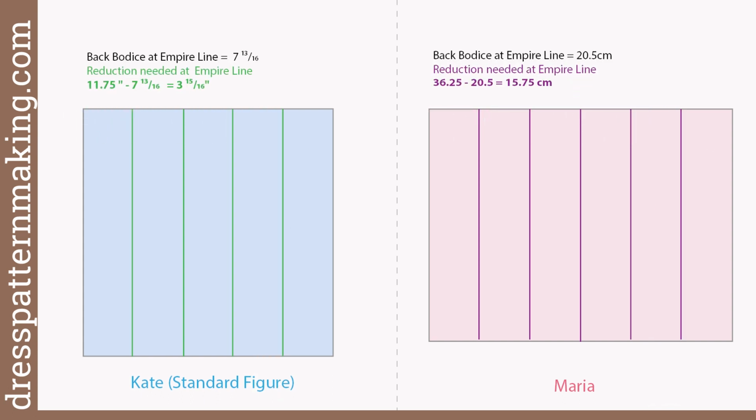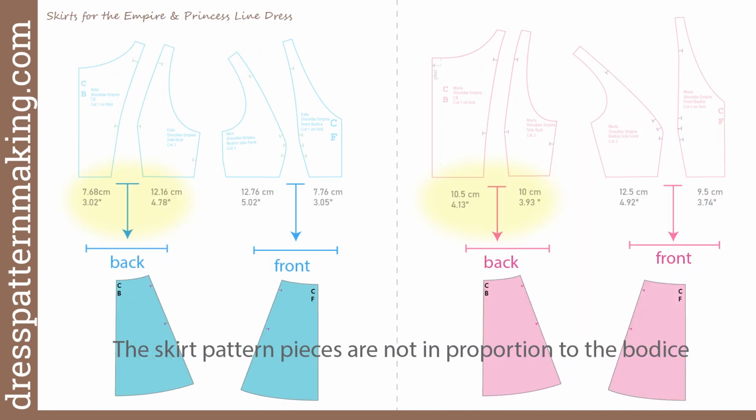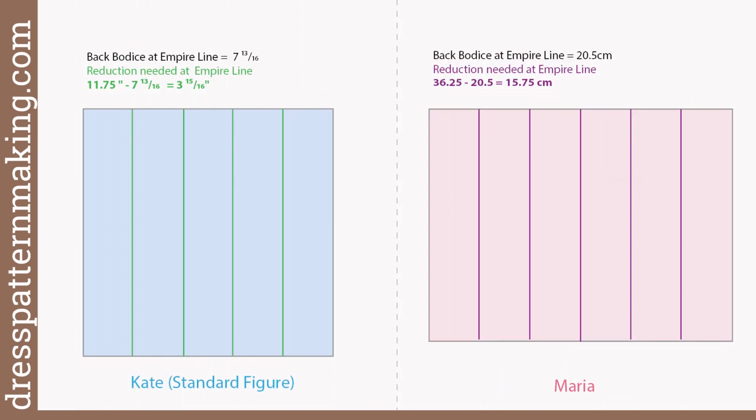The next bit of maths is working out how much the top needs to be reduced by to fit the back bodice at the empire line. So take the width of the rectangle and subtract the back empire line measurement. This is what I mean, the measurements of the centre back and side back bodice pieces at the empire line. So Kate's back bodice pieces are 7 13/16 of an inch added together. So take the width of the rectangle, 11 3/4 inches, and deduct 7 13/16 of an inch. The reduction needed is 3 15/16 of an inch.